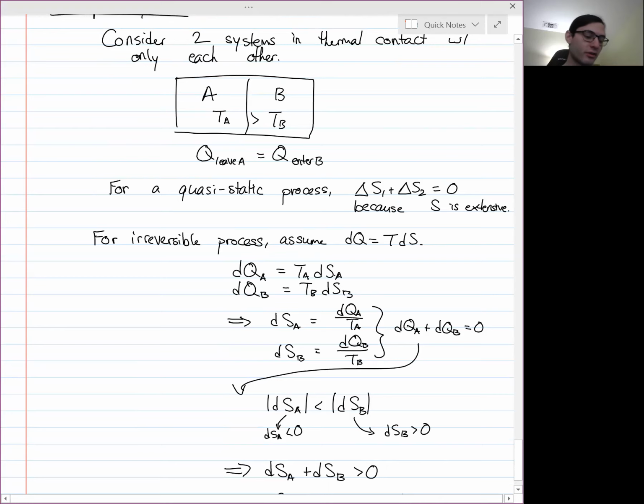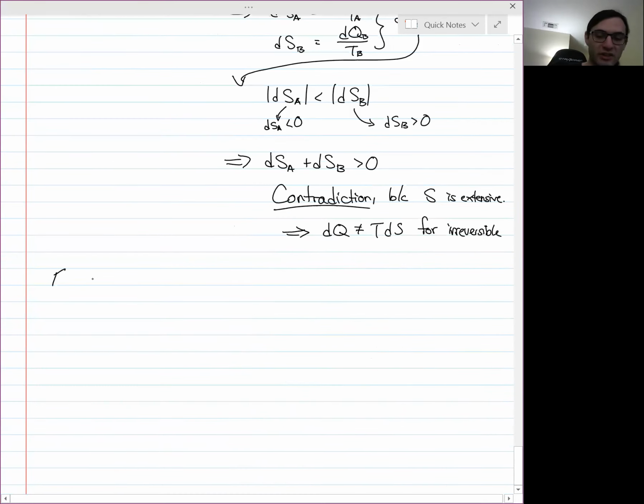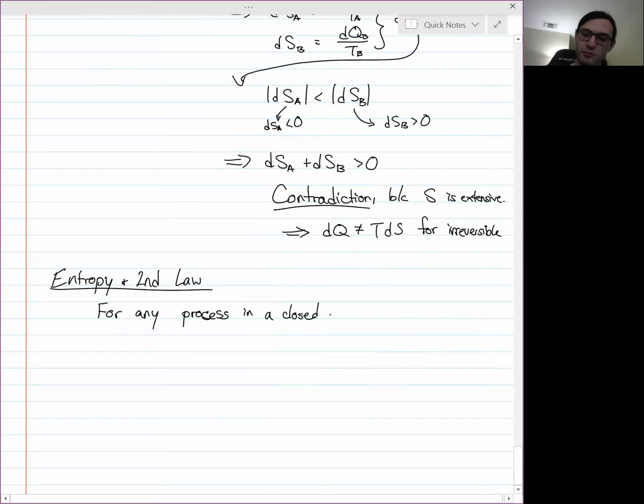So the way that we formulate the second law now uses this formulation of entropy. So it's entropy in the second law. The formulation is for any process in a closed system, meaning that it's isolated from its environment, the change in entropy is greater than or equal to 0.